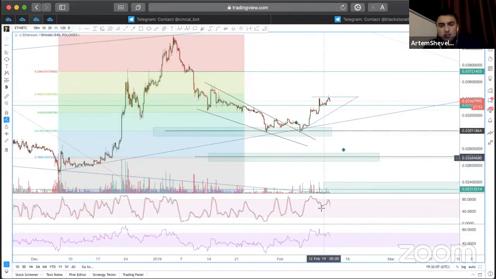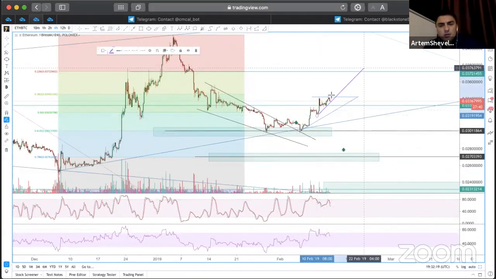Now I don't really like how the indicators look here, it's losing momentum, but it still has momentum to make a breakout from 35. It needs to make a breakout from 35 to make a bigger spike.